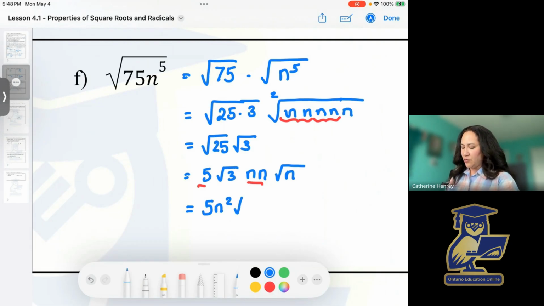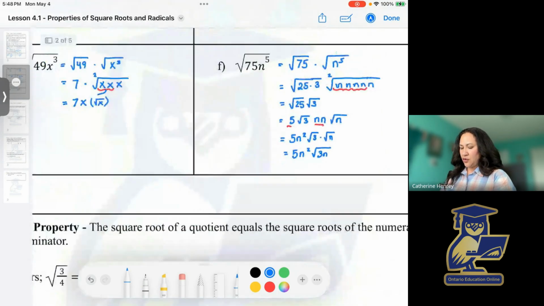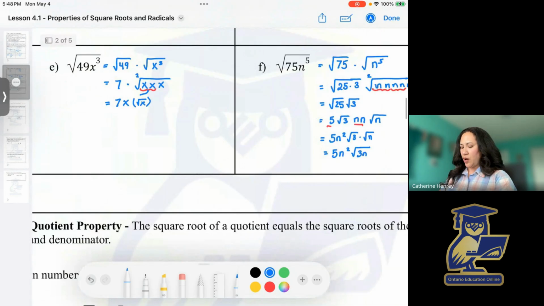And then we have the root of 3 times the root of n. And we might as well go back and put those back into our square root. So it looks neater, square root of 3n. So those are all dealing with the product property.